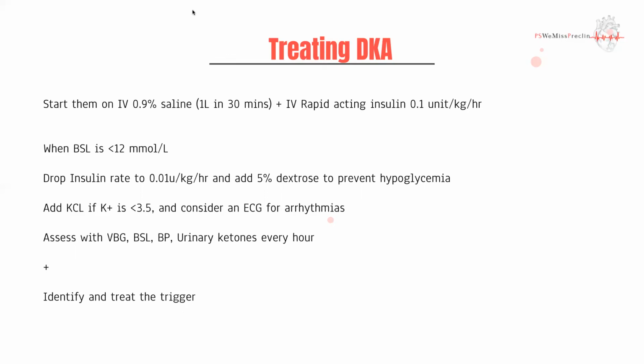Give them potassium chloride if the potassium is less than 3.5, and 3.5 is that threshold for hyperkalemia. Anything above 3.5 is considered hyperkalemic, and therefore, as long as they are not hyperkalemic, we give them potassium. And then we want to assess them regularly with VBGs, because that's going to give us an idea of their acidotic status, their BSL, their BP, as well as urine ketones every hour. And then we always want to ask ourselves, is there a trigger to this episode? So things like infections, poor compliance, physical exertion, and so on.